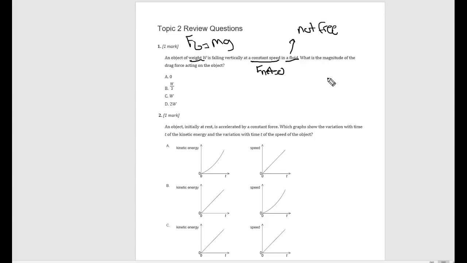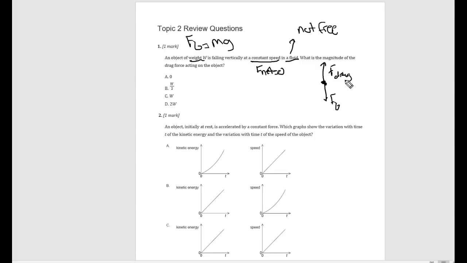If we were to draw the free body diagram for this object, we would have the force of gravity. And because we're in a fluid, we actually have not air resistance, because it's not air, but what's called a drag force. The drag force has to be equal in magnitude to the force of gravity. And the reason we know that, so F drag is going up, is because of the context clue: constant speed.